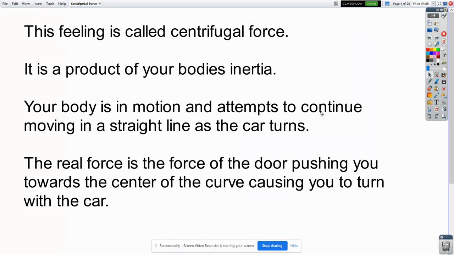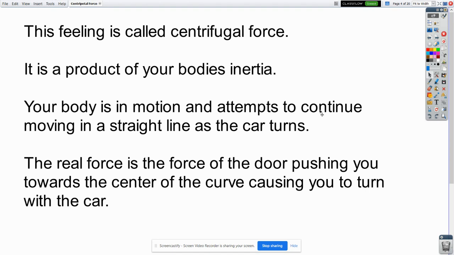When the car turns, your body is a body in motion, and what your body tries to do is continue to move forward in a straight line. So the tires turn the car, not you. The car starts to turn to the right, your body wants to continue forward until it meets up with the door. The door then pushes you towards the inside of the curve. The door produces a centripetal force that causes your body to turn.